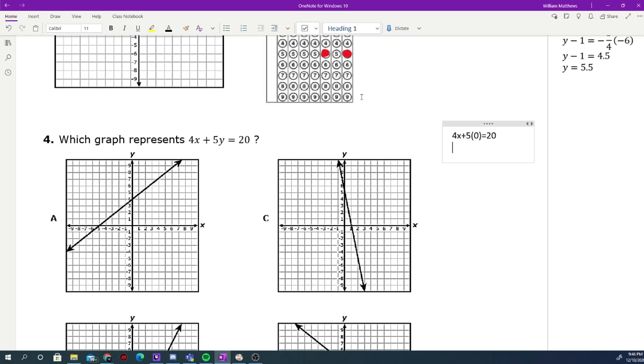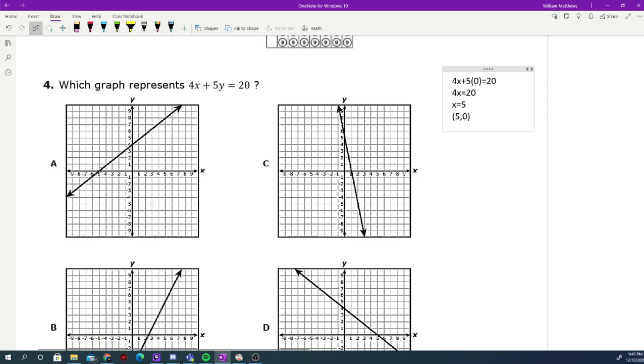So if I were to solve this out, I would have 4x equals 20, because 5 times 0 is 0. And then I would divide by 4, which would give me x equals 5. So with this, I can see that I replace my y. My x-intercept would be 5, 0. So I already have one of mine. I can check to see which one of these go through 5, 0.